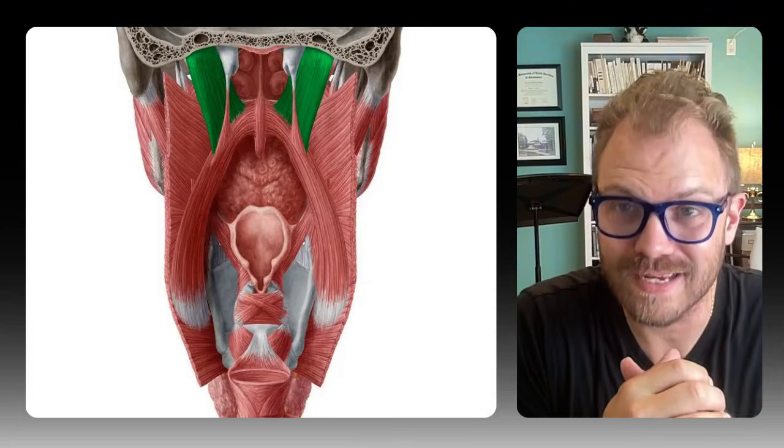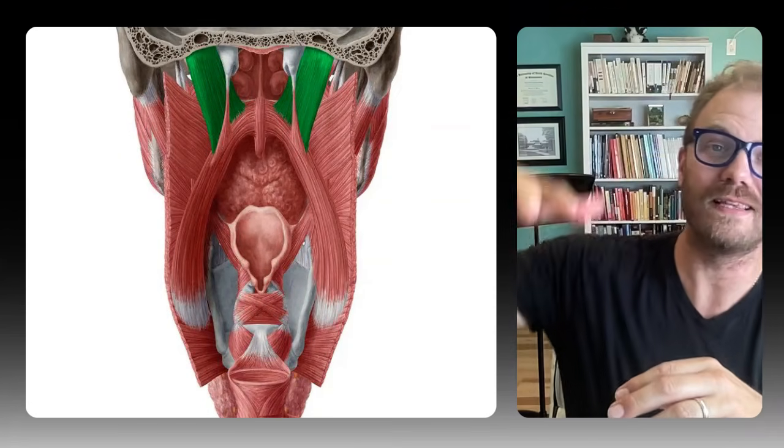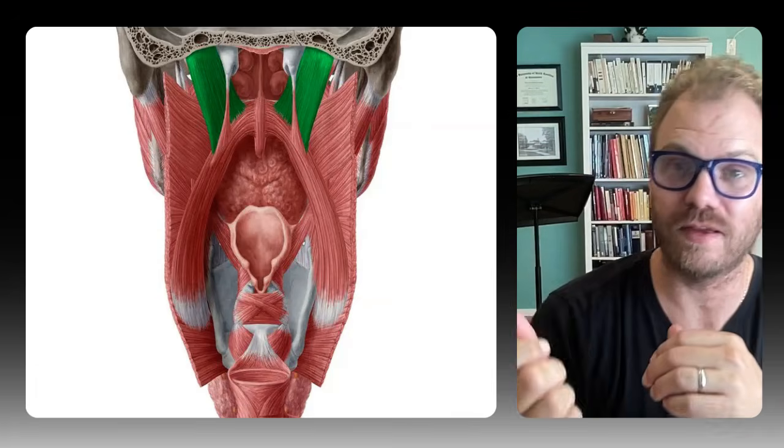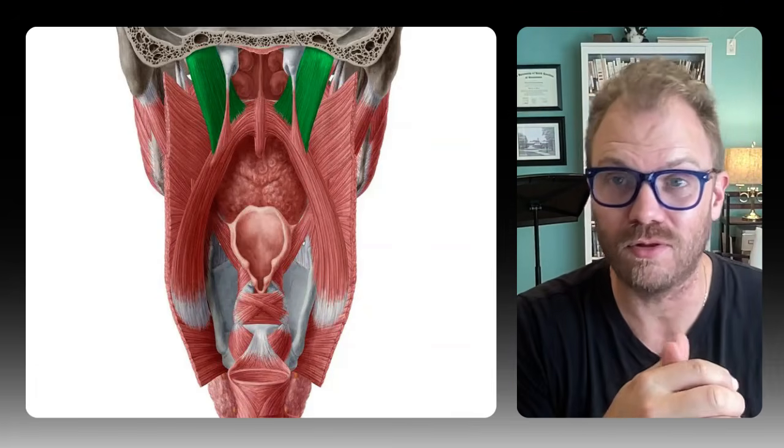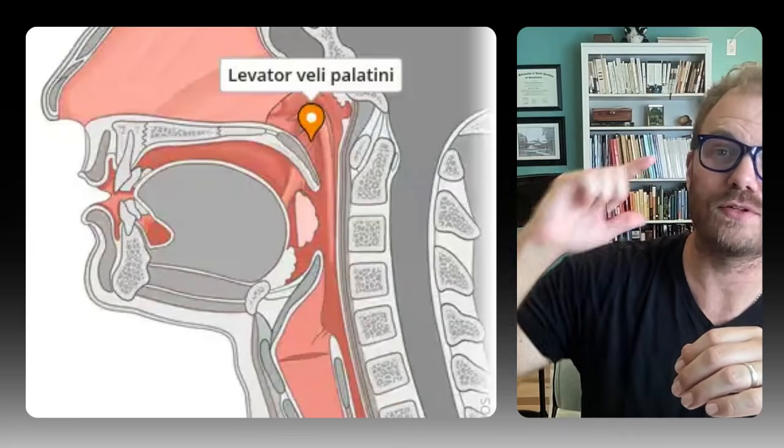In the other muscular family of the soft palate, you have the levator veli palatini. Just like an elevator, it is a lifter of the soft palate. Levator, and veli from the Latin for veil, and palatini, palate. So you are lifting and lowering the veil of the palate from your mouth to your nose.